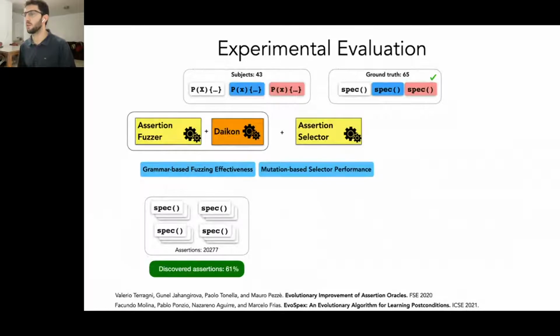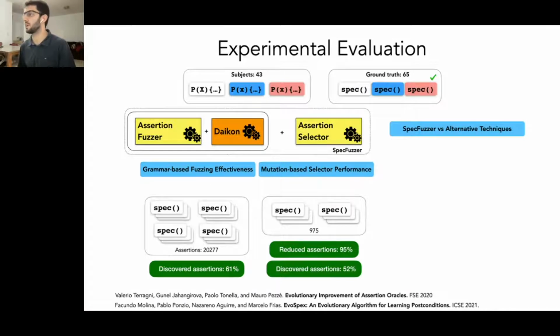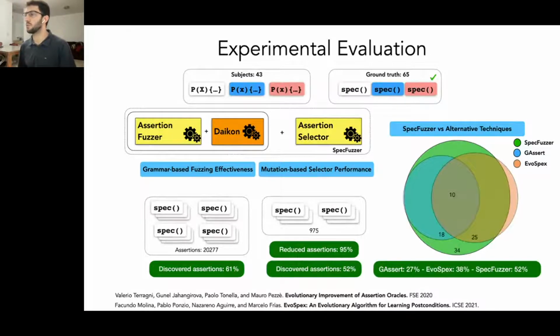Then, in the second phase of our experiments, we incorporated the assertion selector and evaluated the performance of our mutation-based selector. And in this case, we were able to reduce the reported assertions by 95%, and still discover 52% of the ground truth assertions. And finally, we compare SpecFuzzer with alternative techniques. And in this case, SpecFuzzer was able to report most of the assertions that also were reported by the alternative techniques. And we were also able to outperform the other techniques in terms of discovered assertions.